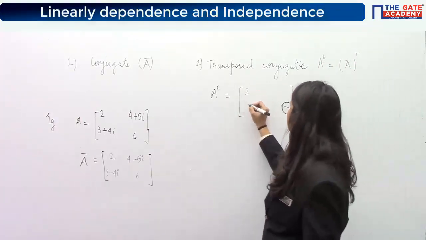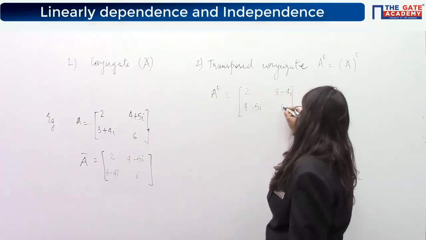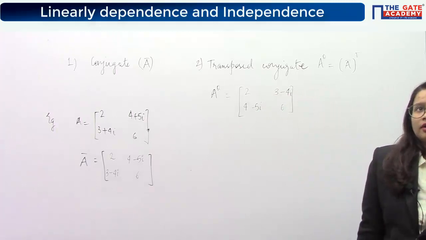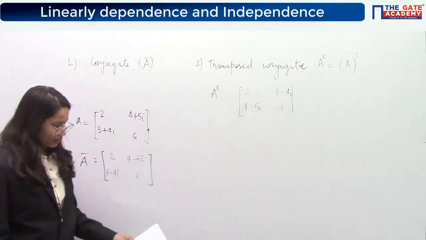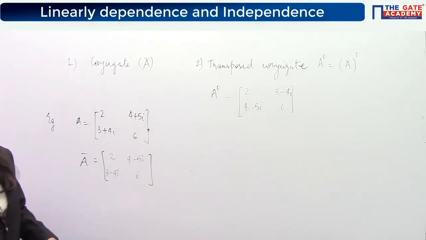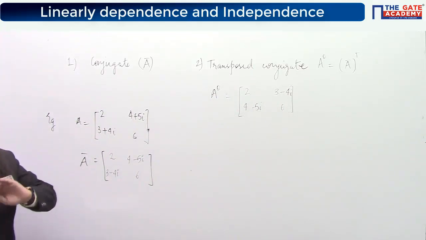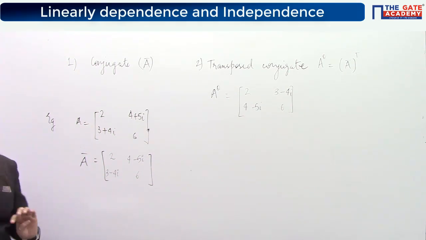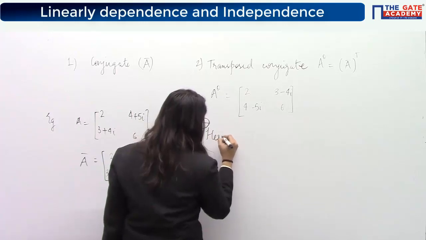So it will be 2, 4 minus 5 iota, 3 minus 4 iota and 6. Okay. This is known as the transposed conjugate. Now we have the Hermitian matrix, the third special type of matrix in terms of complex matrices, that is the Hermitian matrix.